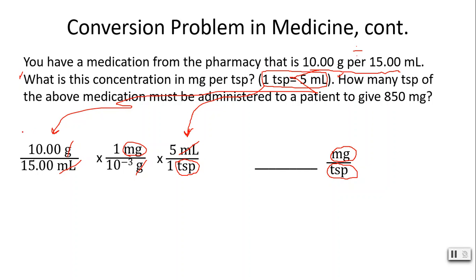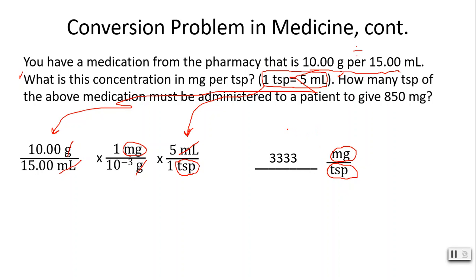Our final answer is going to be based on the number of sig figs in our given, which each is 4. So my final answer is going to have a total of 4 significant figures. And so if you set it up right and put it in your calculator correctly, the number of milligrams per teaspoon that you should get is 3,333. So that is the concentration of this medicine in milligrams per teaspoon. So that is the first part of this problem.